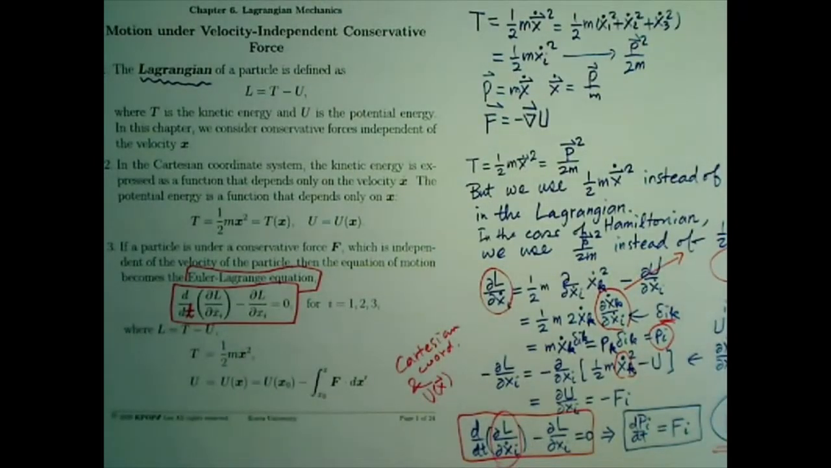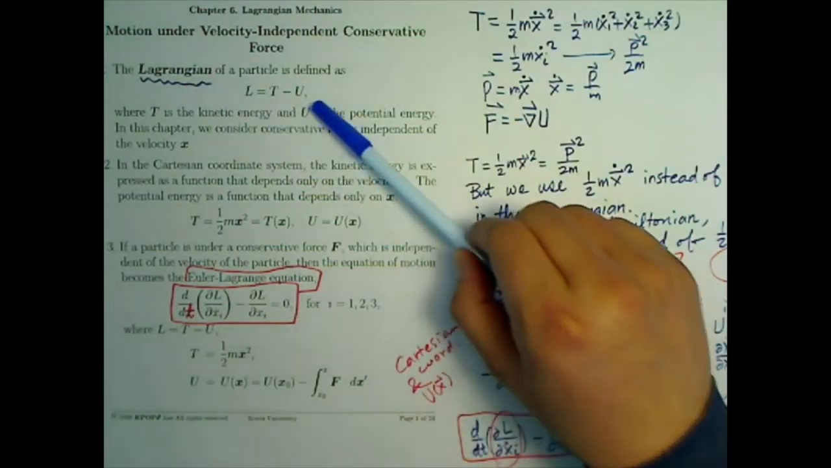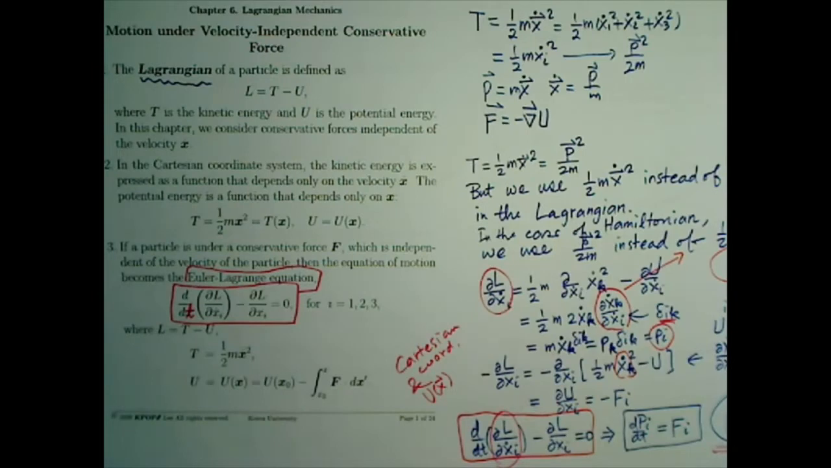In this chapter, we study Lagrangian mechanics. Lagrangian mechanics is equivalent to Newtonian mechanics, except that it begins with action. And action is the time integral of the Lagrangian, and the Lagrangian is the kinetic energy subtracted by the potential energy.